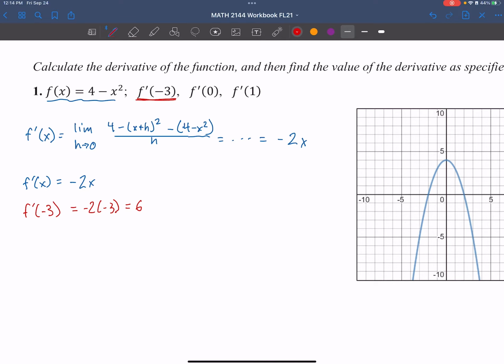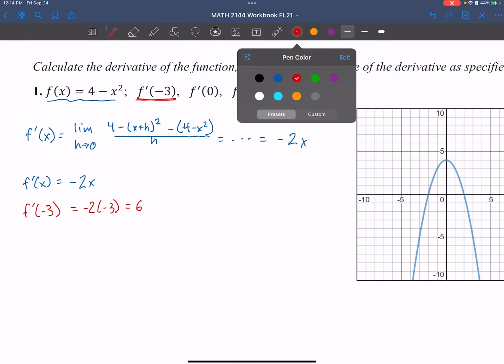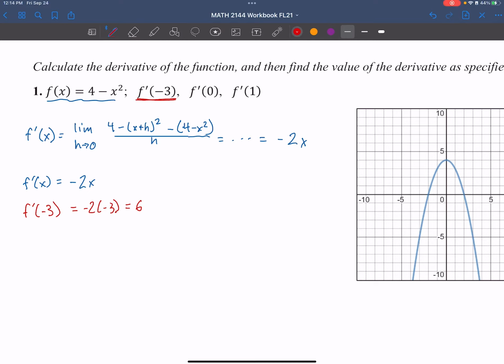Does this make sense? And what do I mean by that? Consider the graph over here. At negative 3, we're looking at this point on the graph. So again, this is where x is equal to minus 3. That point on the graph right here, is it increasing or decreasing over there? It's increasing, so what do we expect our derivative at negative 3 to be?